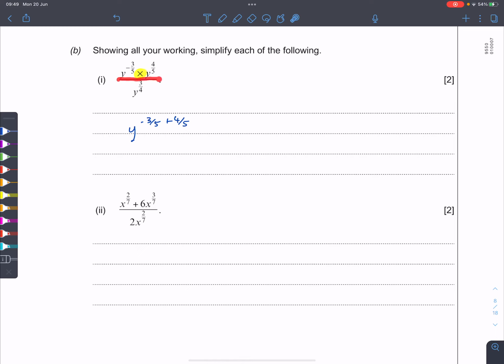Then we're going to divide by y to the 3/4. Again, same base. So now we can subtract that power. So subtract 3/4.